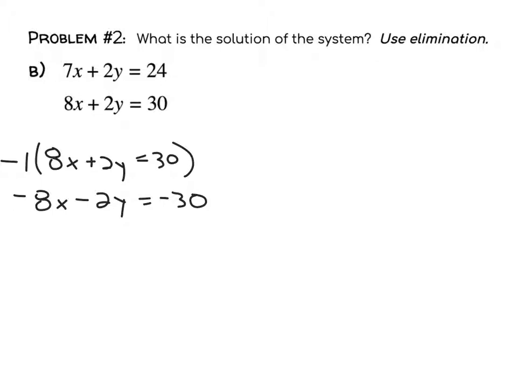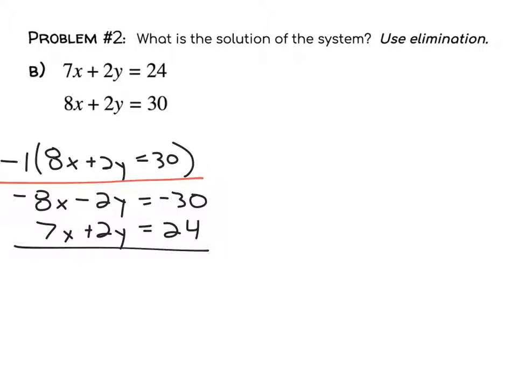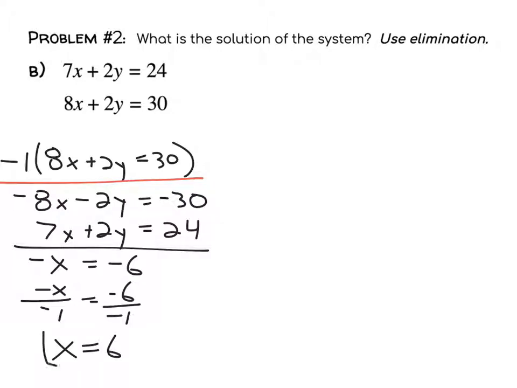Now that I've done that, let me put a little dividing line here so you can see. Now we're at an equation that we can use, and we're going to take the other equation that was originally given to us, 7x plus 2y equals 24. Now that we've multiplied one by negative 1, we can add them together. So we get negative x, the y terms go away, equals negative 6. And now we can just divide by negative 1 and find that x equals 6.